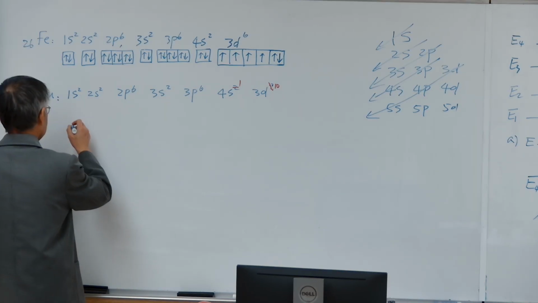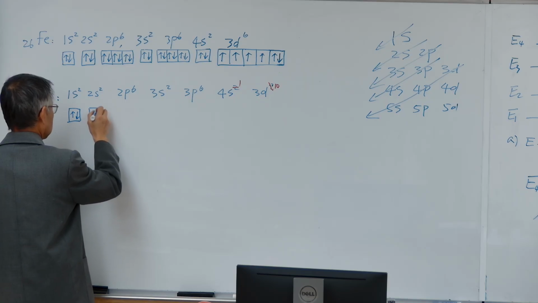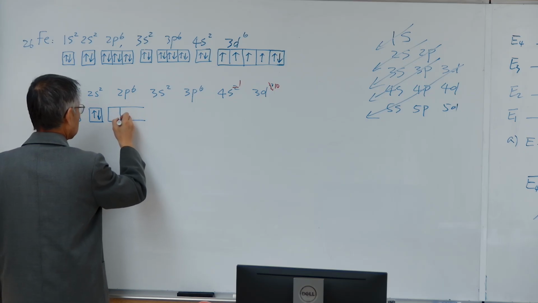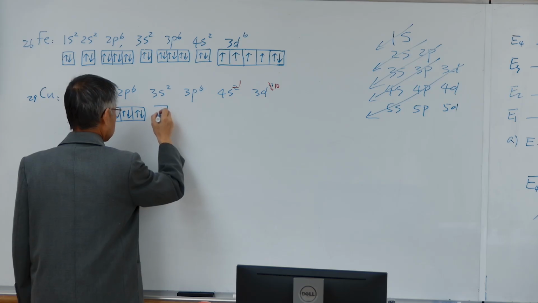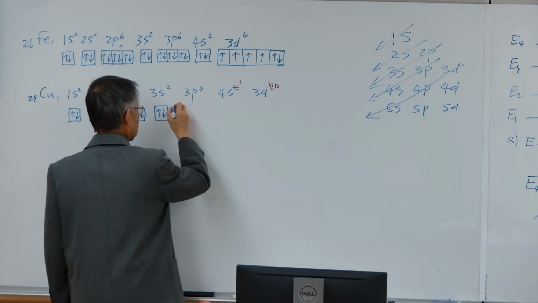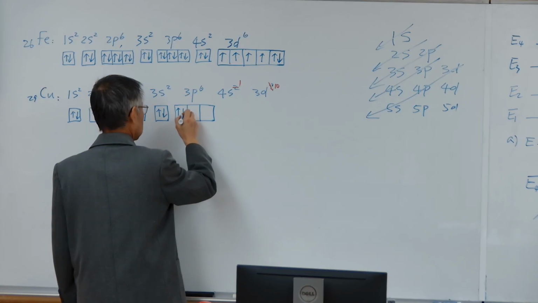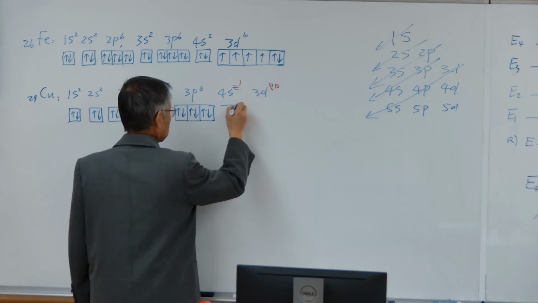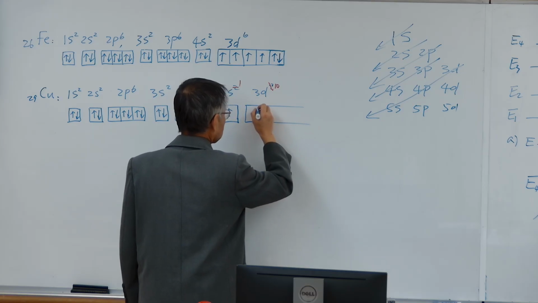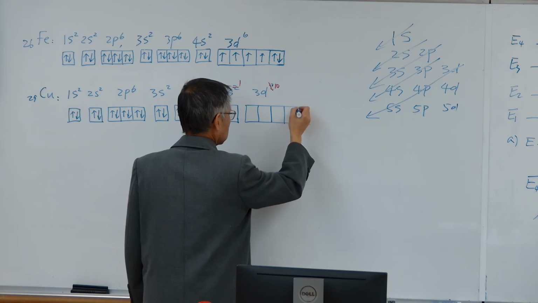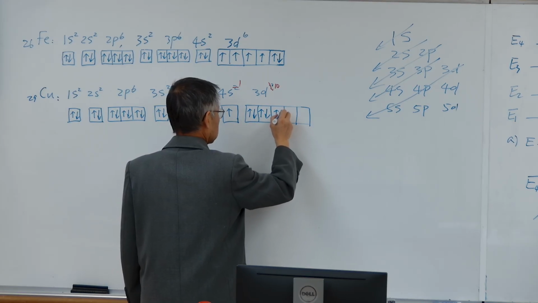Now we can easily write the orbital diagram. 1s is 1 orbital, 2 electrons in opposite spin direction. 2p6, 3 orbitals, each holding 2 electrons in opposite spin direction. 3s is only 1 orbital. 3p again 3 orbitals. 4s1, and 3d becomes 10, 5 orbitals, each orbital holding 2 electrons in opposite spin direction.